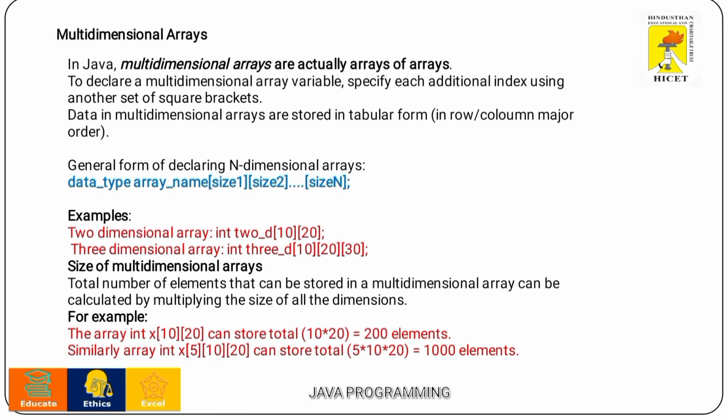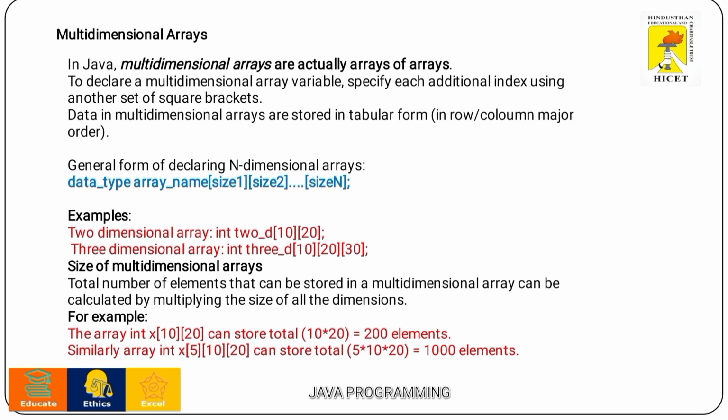In Java, multi-dimensional arrays are actually arrays of arrays. To declare a multi-dimensional array variable, we need to use the index value and square brackets. The data in multi-dimensional arrays are stored in tabular form, either in row major order or in column major order. The general form of declaring an n-dimensional array is: first we mention the data type, second the name of the array, and within the square brackets we mention the sizes.